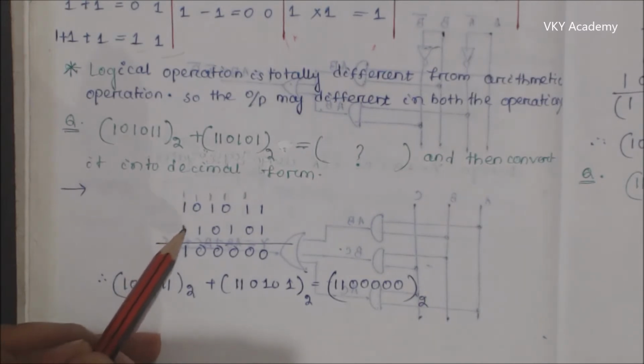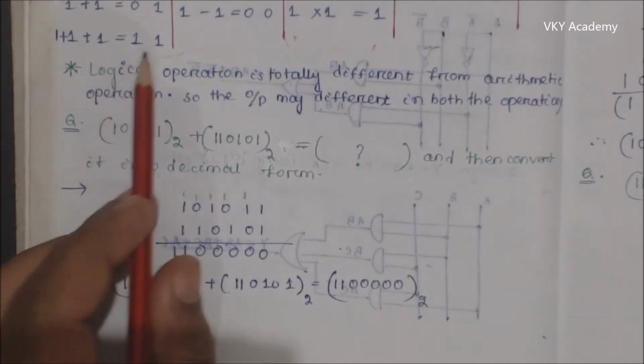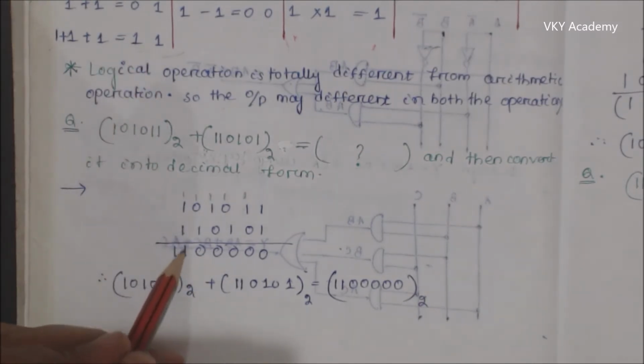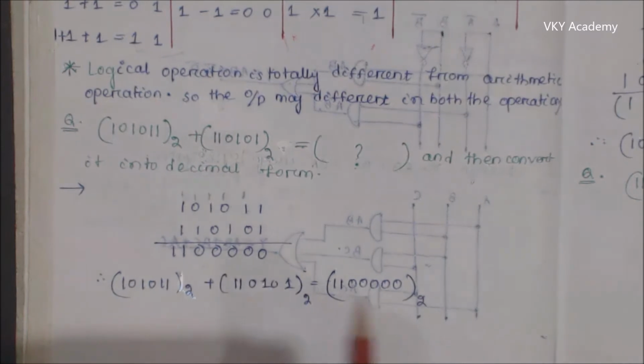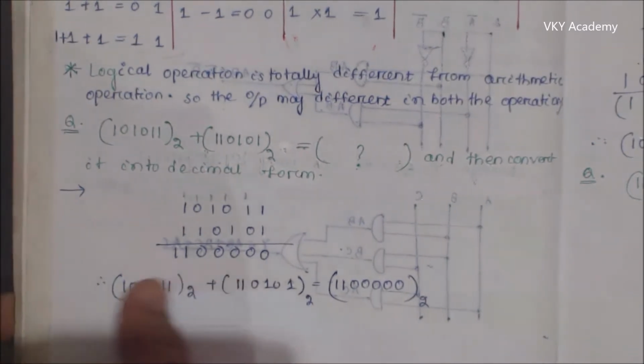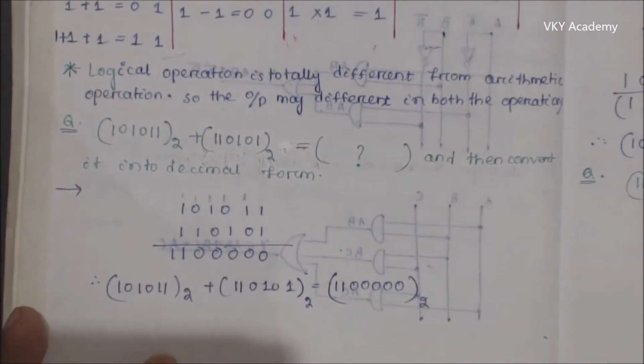Now 1 plus 1 plus 1 is always equal to 11. So this is my result. So the addition result is 1100000. So this is my binary addition. Now let us test the result by converting it into decimal number.